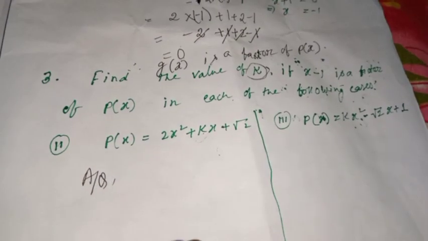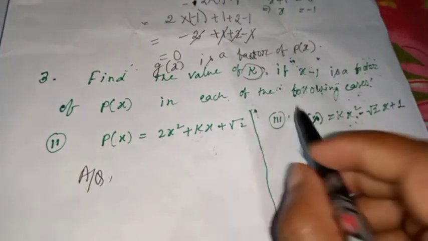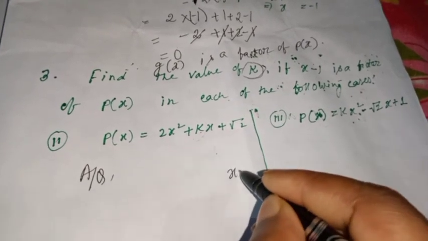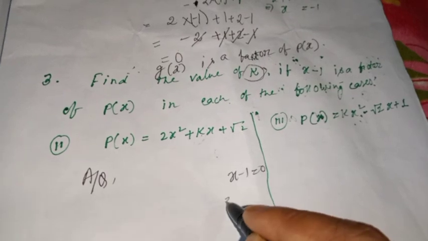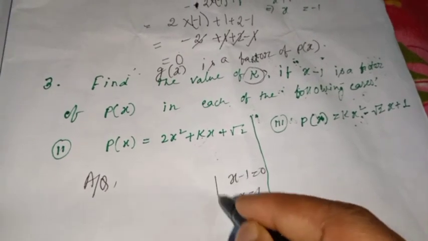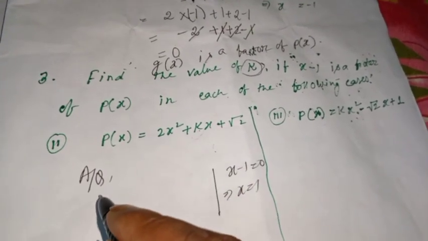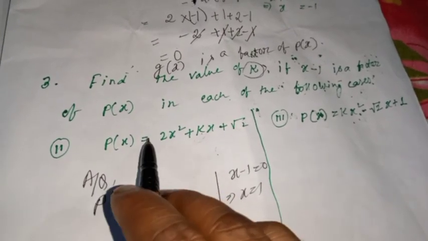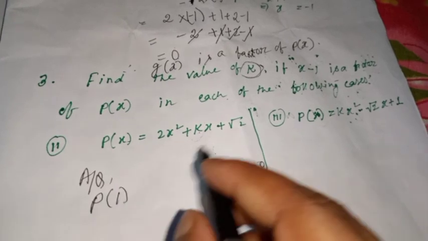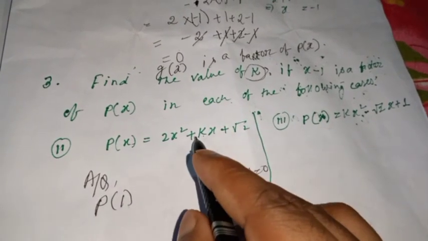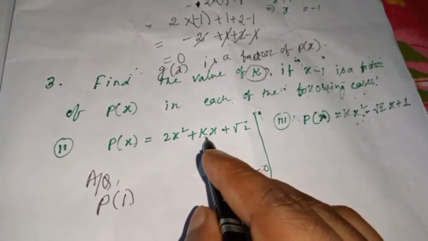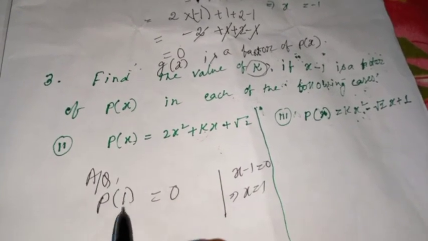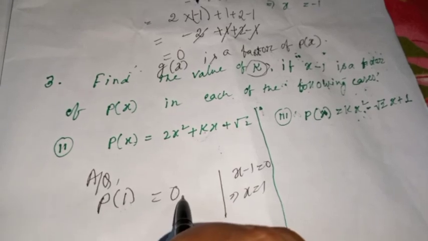According to the question, see, here the factor is x minus 1. So if x minus 1 equals 0, then what will you get as the value of x? x equals 1. Yes or no? That means for p(1), in the place of x when you put 1, the whole result will become 0. Then you have to find out the value of k. For p(1), you can take 0. Means when you put the value of x as 1, p(1) is equal to 0.